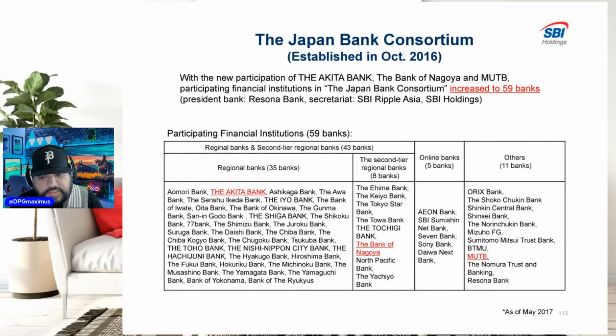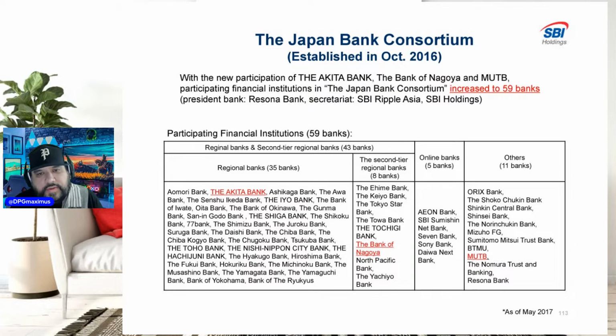All right, on the next slide, you have this, the Japan Bank Consortium. Like you see right here, established in October 2016 with the new participation of the Akita Bank, the Bank of Nagoya, and MUTB, participating financial institutions. The Japan Bank Consortium increased to 59 banks. Now, you got to keep in mind, we've increased dramatically since then. But the point is what's laid out here.